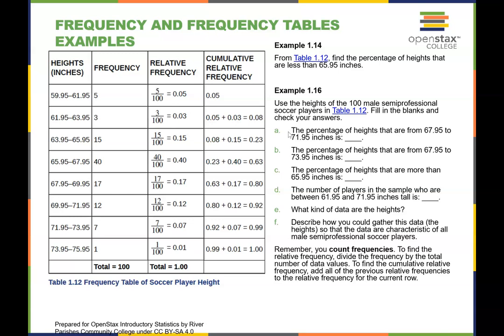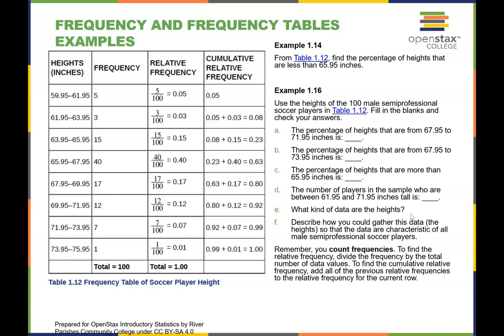And I just realized A actually only goes to these two, 71.95. Sorry about that. So the first question, A, is 0.17 plus 0.12. You'll get 0.29, so 29% for this A. Part B, we also want to go all the way up to 73.95. So we'd add on that 0.07 and we get 0.36 or 36%. The question actually asks for the percentage, so you're going to convert your decimal to a percent. So go ahead and fill those out.